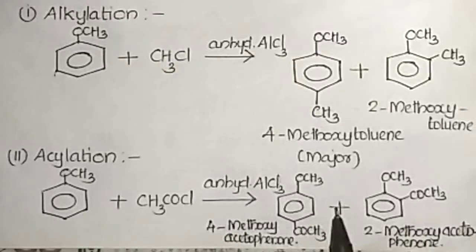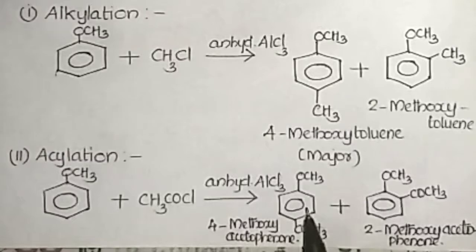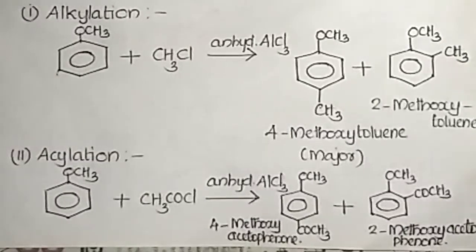So we get 4-methoxyacetophenone and 2-methoxyacetophenone. This is the major product and this is the minor product.